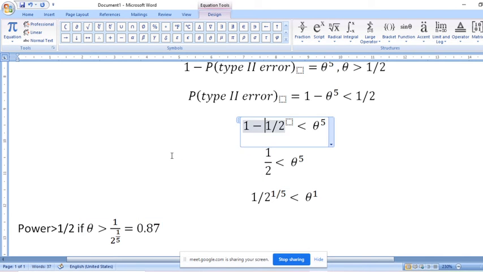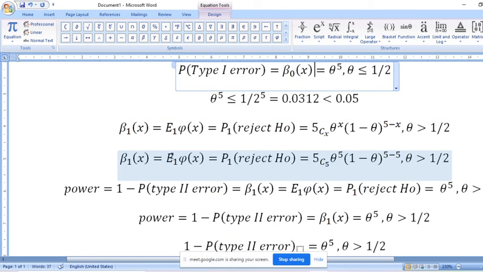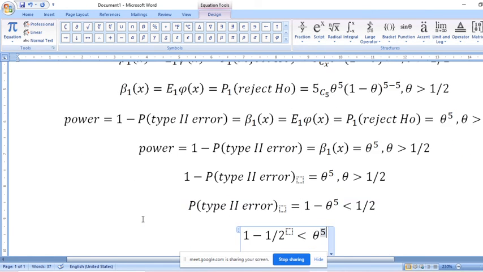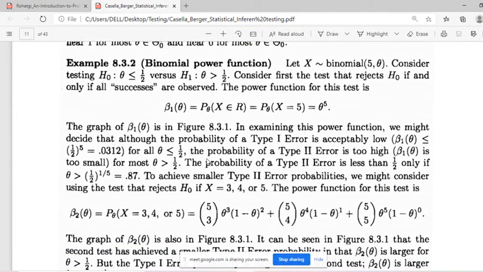And moreover, the probability of type 1 error is less than 0.0312. So the probability of type 1 error is minimum, the probability of type 2 error is less than 1 by 2, and at the same time power is greater than 1 by 2. So we obtain the probability of type 1 error, type 2 error and power and its nature.